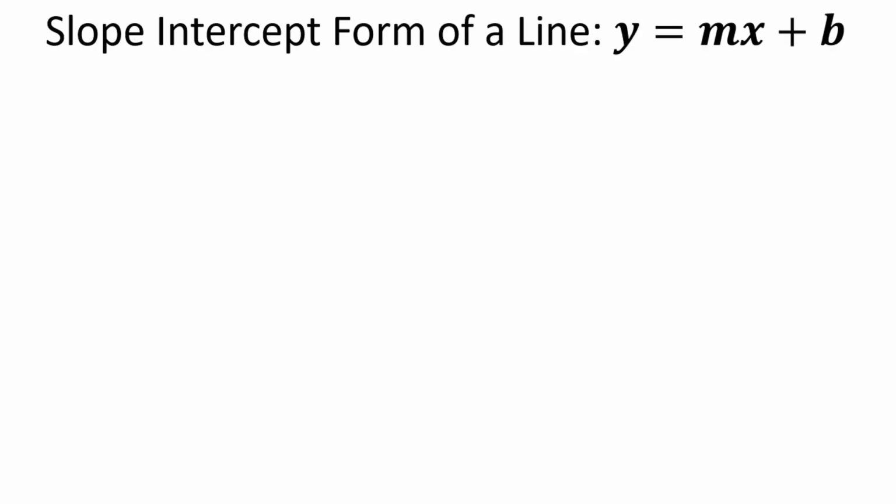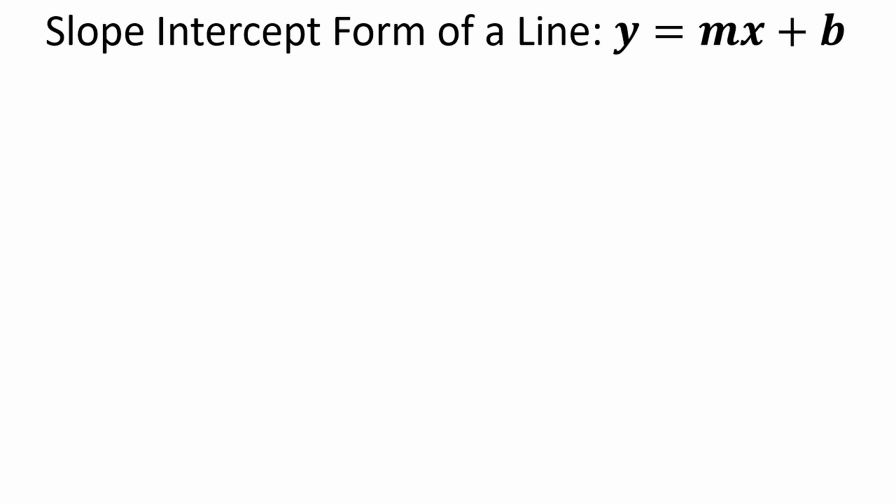Welcome, my friends! Recall that the equation for a line in slope-intercept form is y equals mx plus b, where m is the slope and b is the y-intercept. Given 2 points on a line, we can write the equation of that line in slope-intercept form.